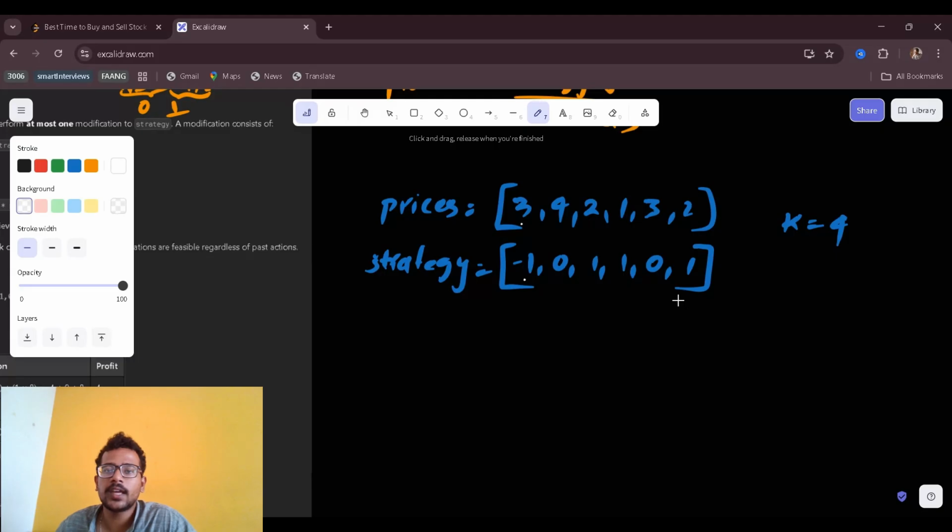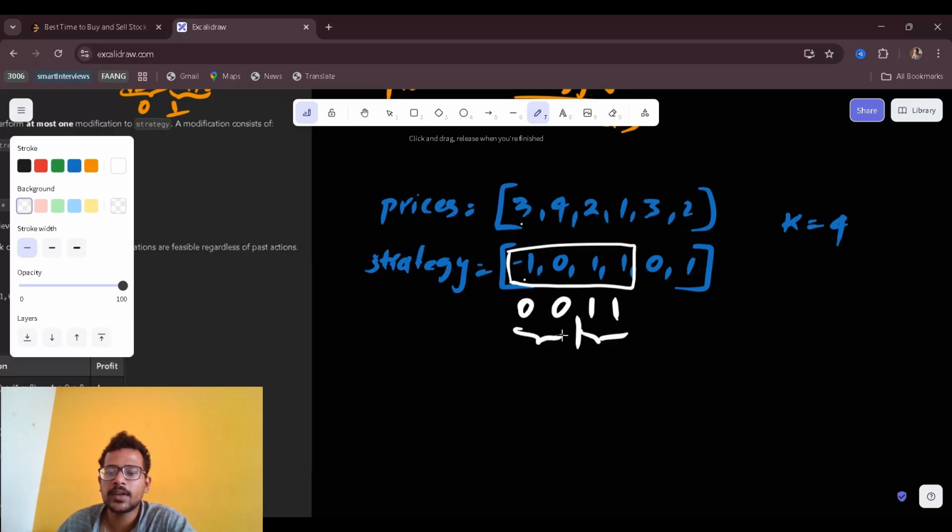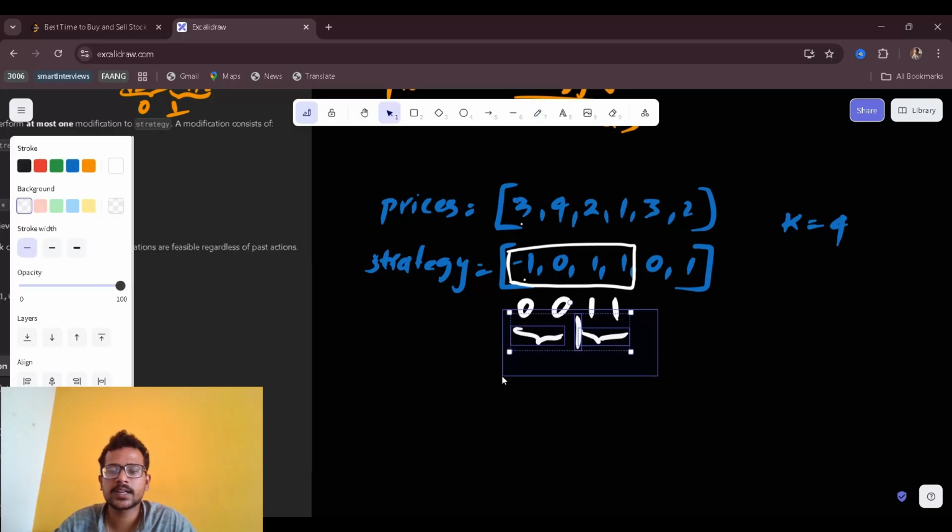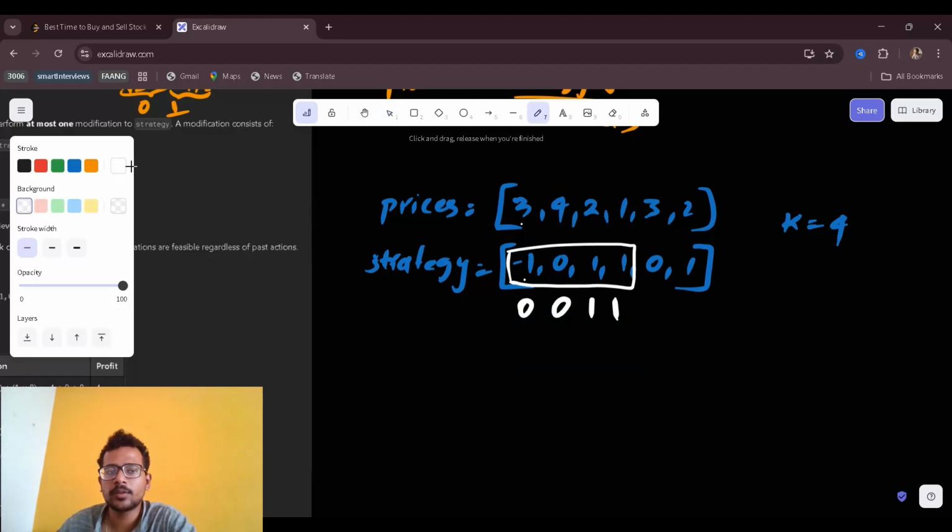That means taking k elements in strategy and changing the first k by 2 elements to 0 and the next k by 2 elements to 1. I'll do that now. I am taking the first k elements starting with index 0, so I change it to 0, 0, 1, 1. First k by 2 elements to 0 and next k by 2 elements to 1. Now let us calculate the profit here. The profit will be 3 into 0, 0, plus 4 into 0, 0, plus 2 into 1, 2, plus 1 into 1, 1.